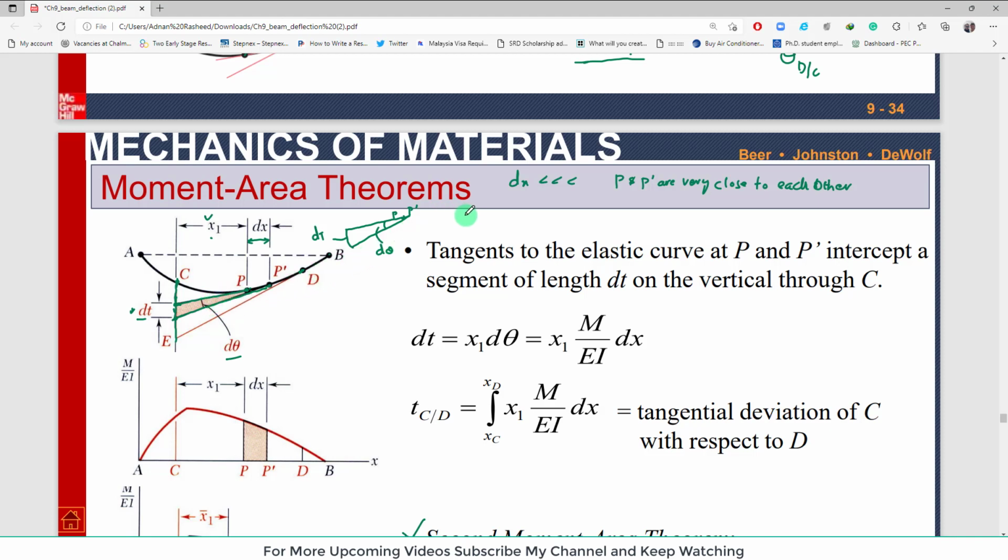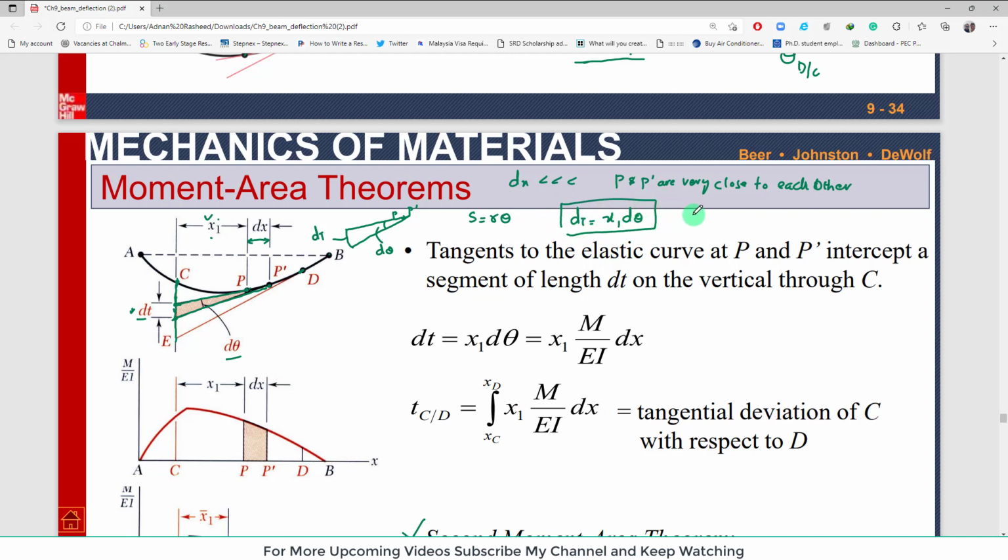Clear? So from our equation of arc, S is equal to r theta, so here S is dt. So dt will be equal to r times d theta. Here r is this distance x1, because we have told you that dx is very small, so the distance will be equal to x1. So dt is equal to x1 into this d theta. Clear? So this is the equation.